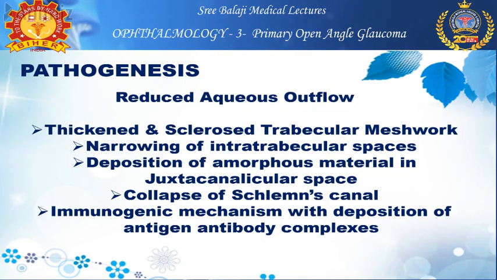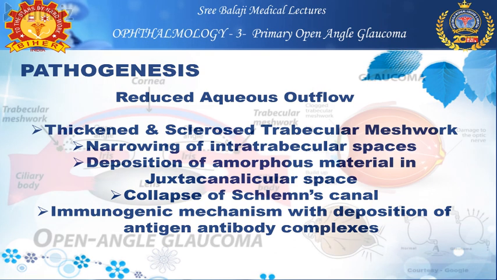So what is the mechanism by which POAG occurs? Though gonioscopically the angle visualized is normal, there can be microscopic structural damage which leads to functional damage. Reduced aqueous outflow occurs through the following mechanisms. The trabecular meshwork can be thickened and sclerosed, causing narrowing of intertrabecular spaces. There can be deposition of amorphous material in the juxtacanalicular space, leading to collapse of the Schlemm's canal. Immunogenic mechanisms are also implicated with deposition of antigen-antibody complexes in the trabecular meshwork.